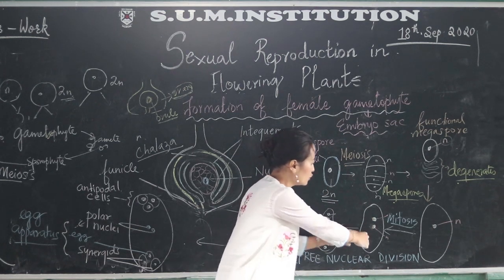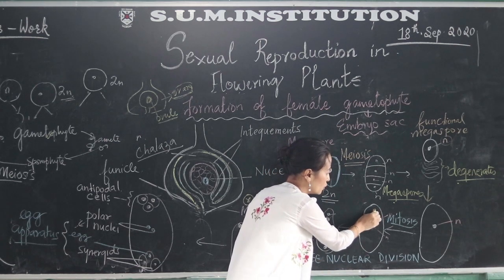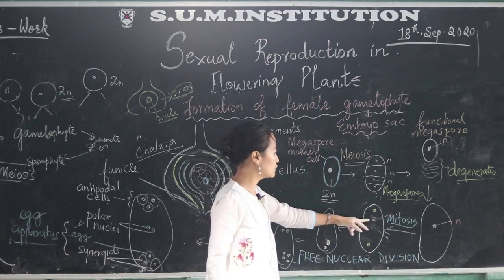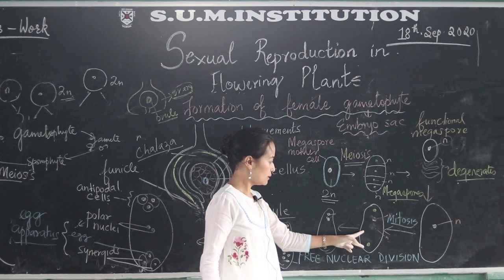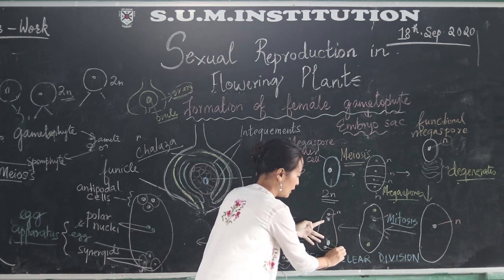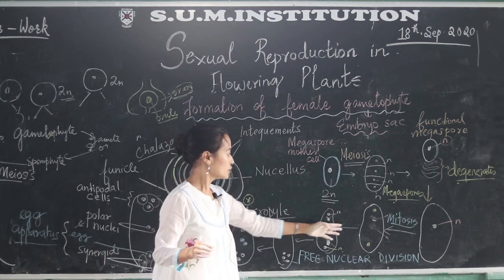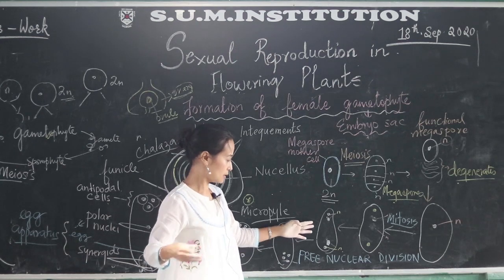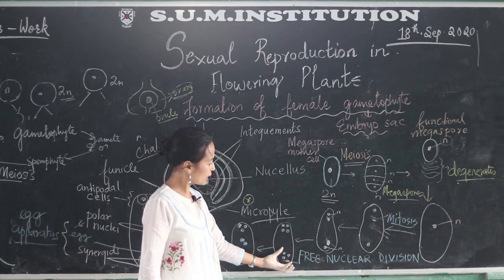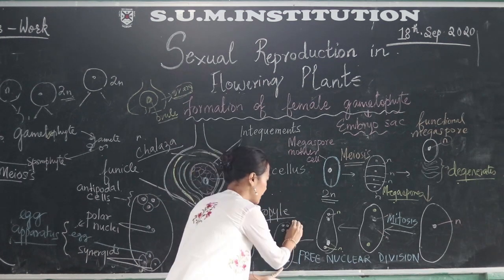Again the 2 nuclei that are formed in the center will move towards the opposite poles. Then they start to divide mitotically again. From 2 nuclei, 4 nuclei are formed. All of them are haploid. From 4 haploid nuclei, again mitosis happens. So there are 3 sets of mitosis. After 3 rounds of mitosis, how many nuclei does the megaspore have? It has 8 nuclei by mitosis.